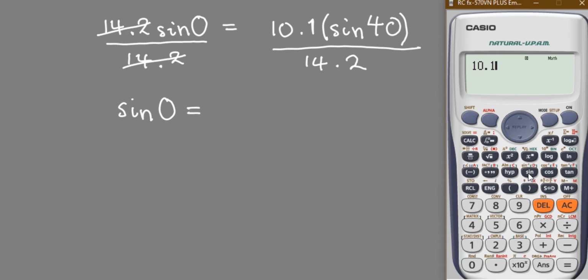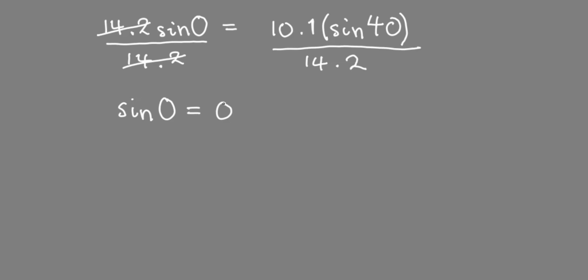We can even do it directly just like this. Sine 40, close that bracket there. We hit equals, then divide this by 14.2. So that's our value. So we had 0.45719. Can continue going to the 4, but we're just going to show we had an answer that is like this.